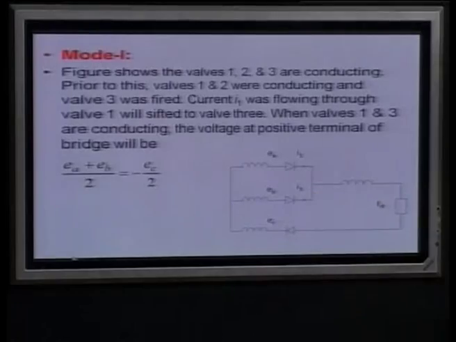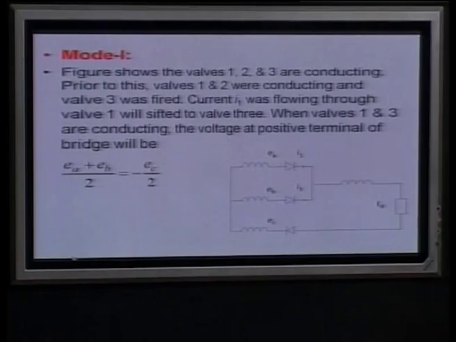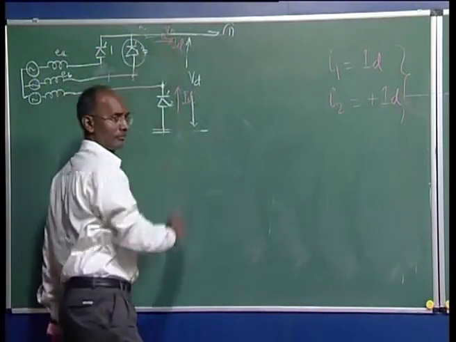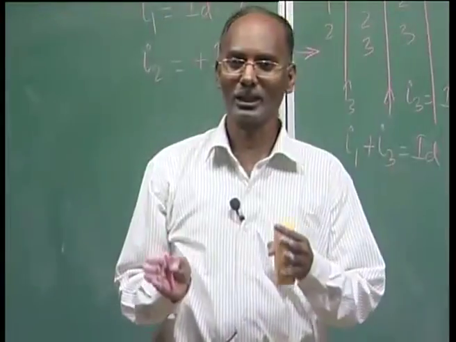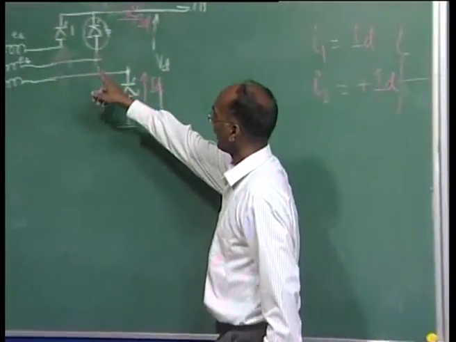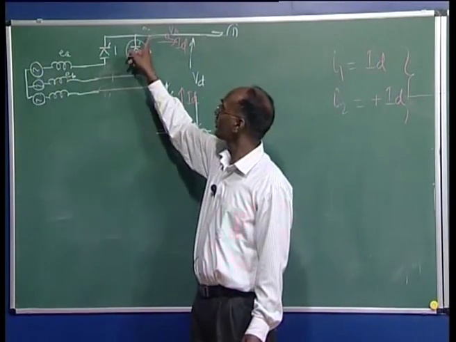Now, the first point: once these two are conducting, what will be the voltage at this point? I want to know what the voltage VA will be, because once your A and B phases are conducting, you can say it is a line to line fault. Phase A is short circuited with phase B. Then what will be the voltage here?